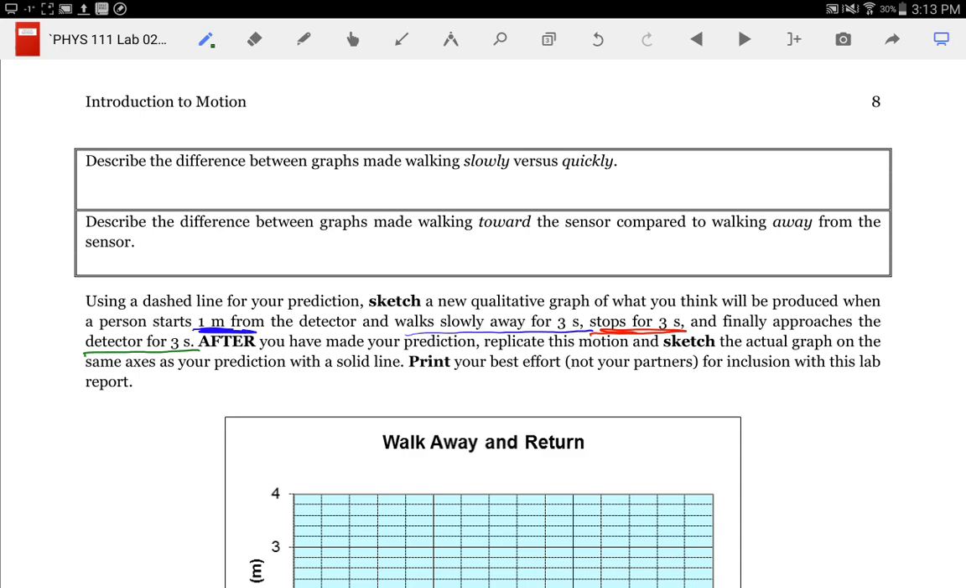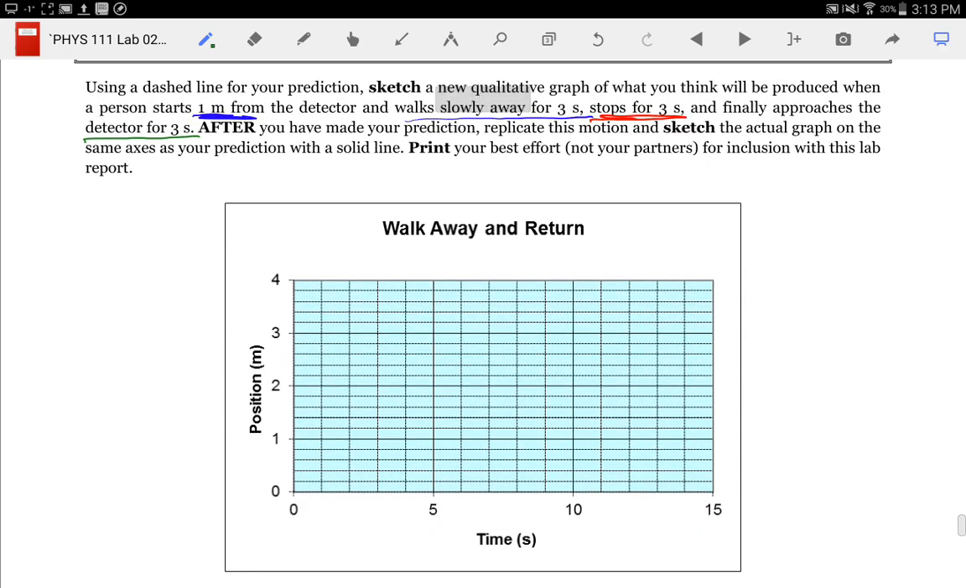Okay, so you put your answers in here. You're going to use a dashed line for your predictions. So my prediction, like I said, is wildly wrong. Okay, there's my prediction.